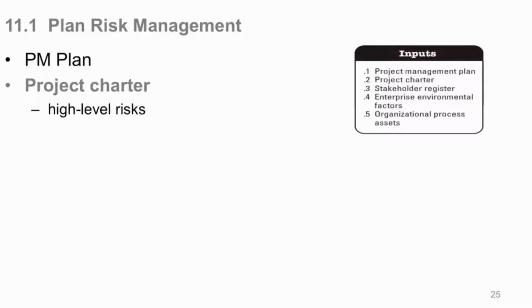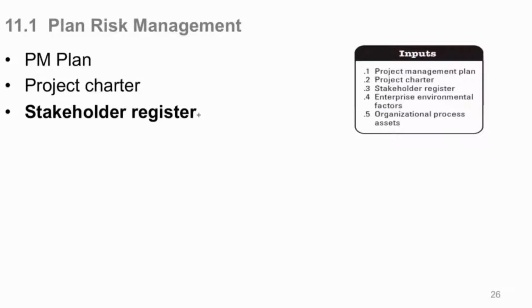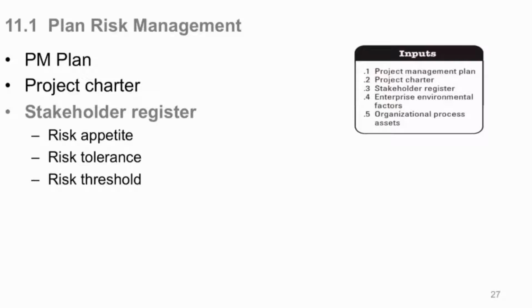Project charter, as I mentioned earlier, shows high-level risk, or it should, and that's a consideration, of course. And your stakeholder register is where you get really to the core of these three attributes, the stakeholders' risk appetite, tolerance, and threshold. They're all key inputs to help you develop your risk register.